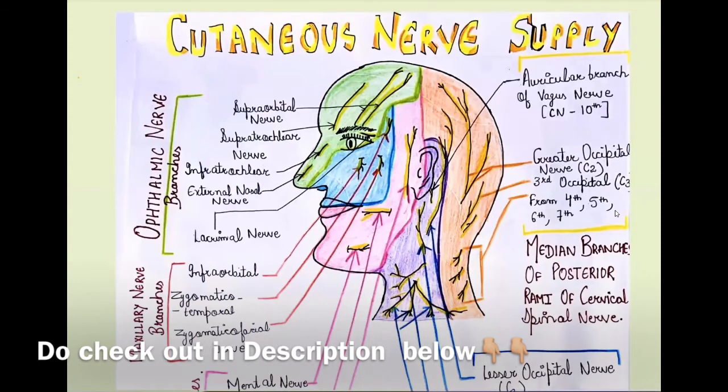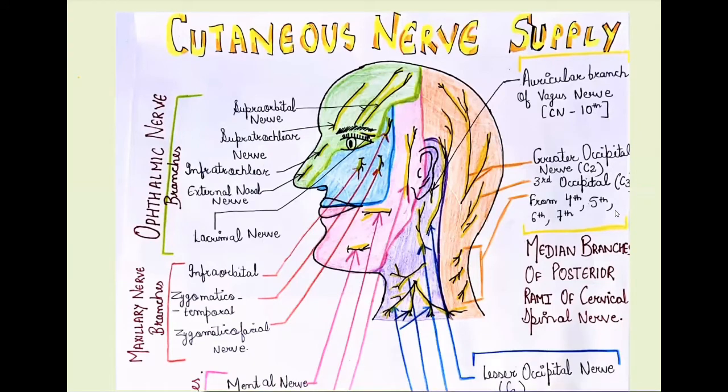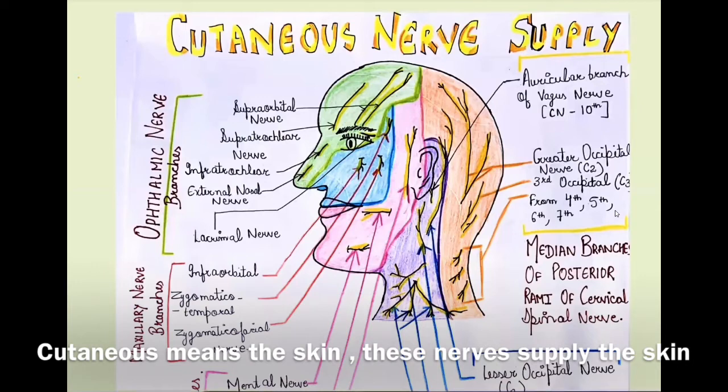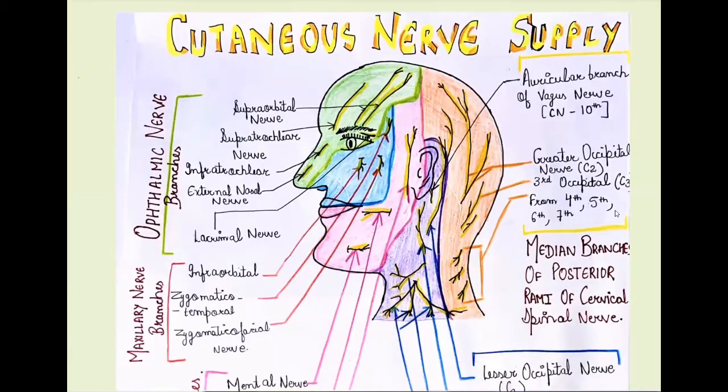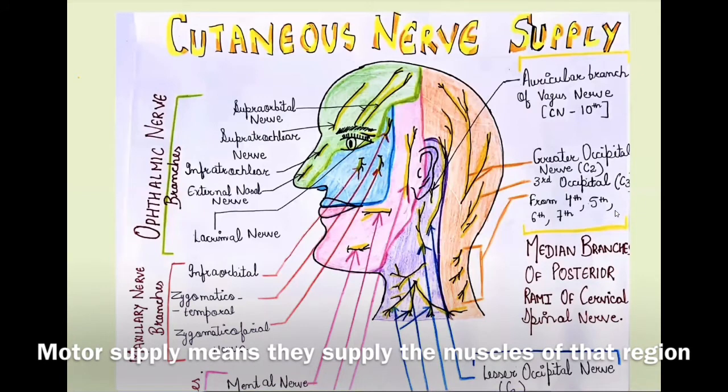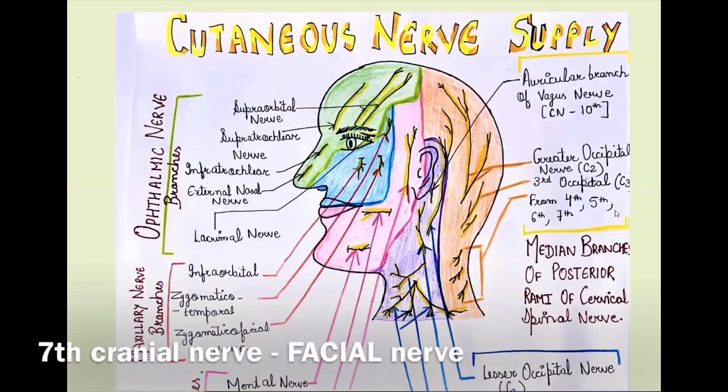So let's do it. First, this nerve supply is divided into two parts. One is your cutaneous nerve supply and another one is your motor nerve supply. The cutaneous nerve supply is basically by the fifth cranial nerve, that is your trigeminal nerve. It has further three branches: one is your ophthalmic nerve, maxillary nerve, and the mandibular nerve. Whereas the motor nerve supply is by the seventh cranial nerve, that is your facial nerve.